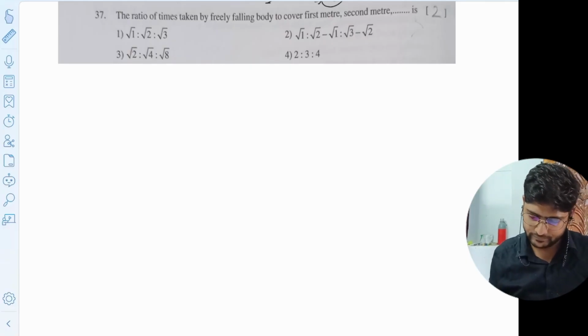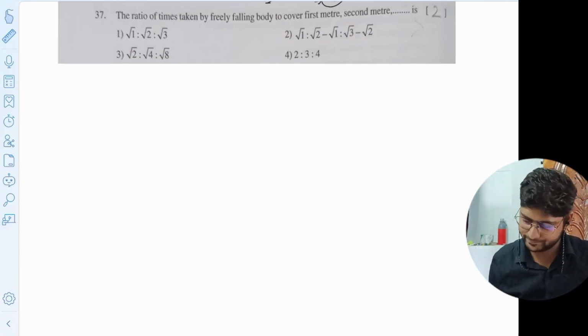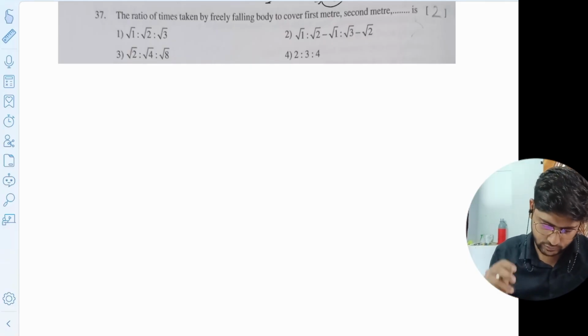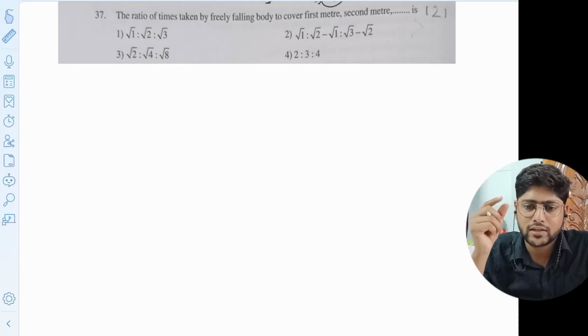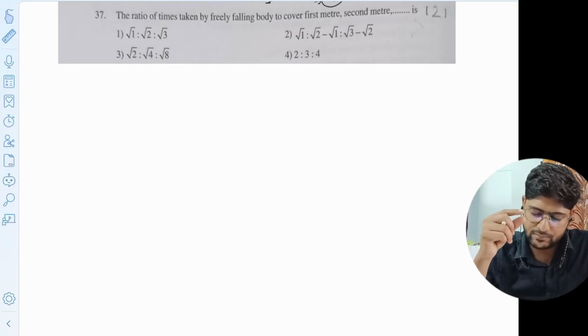So let's solve question number 37. The question is: the ratio of time taken by a freely falling body to cover the first meter and the second meter. So we have to take the ratio of how much time it takes in the first meter and how much time it takes in the second meter.